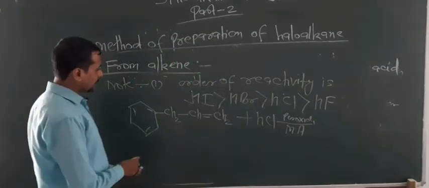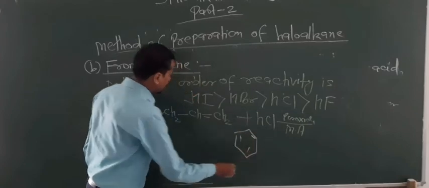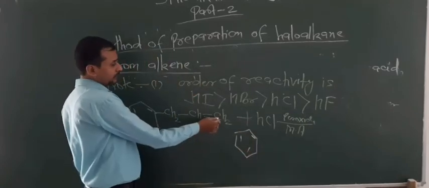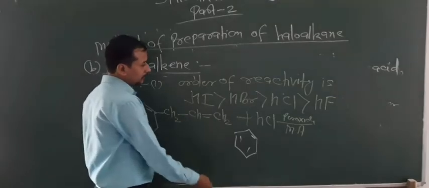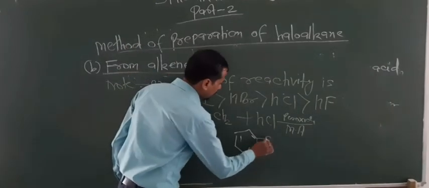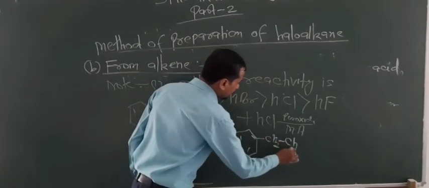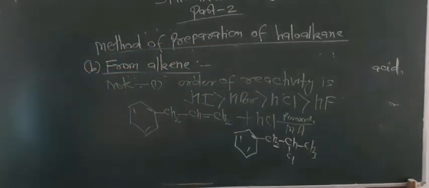So what happens here basically? Your answer is, look here, this carbon contains 2 H, this carbon contains 1 H, and addition takes place on this carbon. So Cl adds to this carbon according to Markovnikov rule. So the product is CH2, CHCl and CH3. According to Markovnikov rule, this is the product.